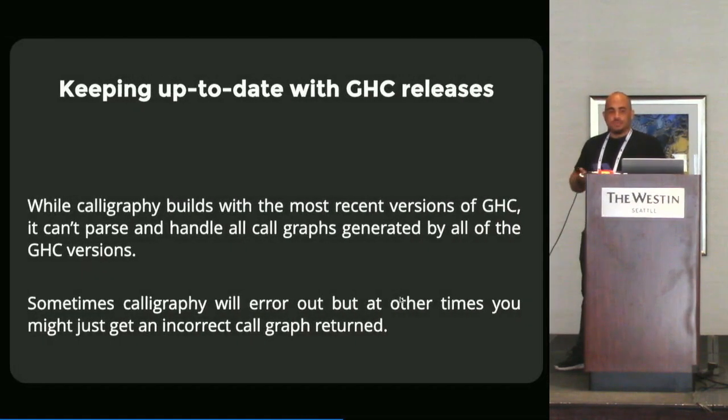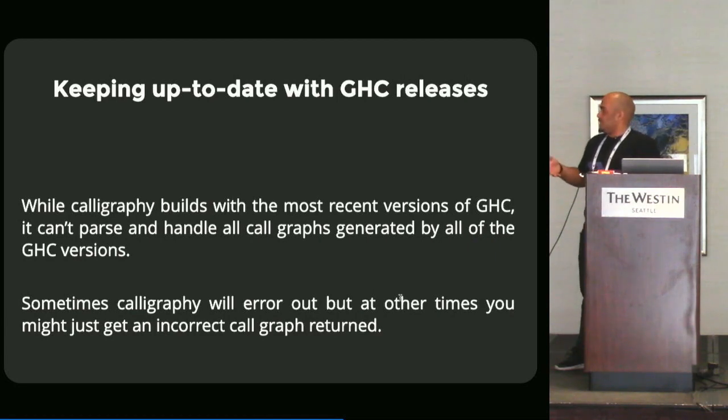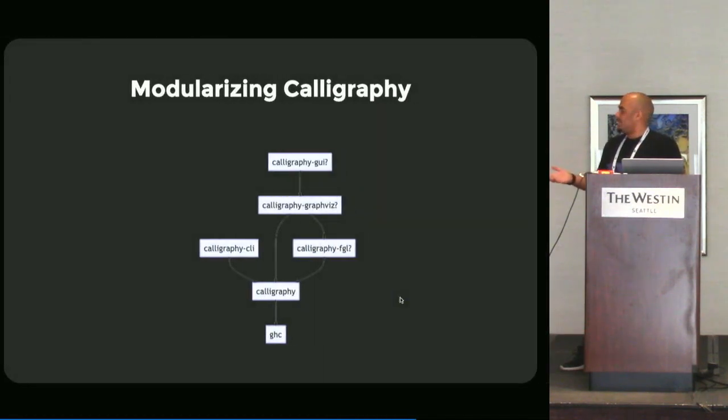Another issue is that it builds with the most recent versions of GHC, but it can't necessarily parse and handle all the call graphs generated from all the GHC versions. Sometimes calligraphy will be nice and error out. Other times, you may just get an incorrect call graph returned. This is an overview of my struggles with trying different approaches to deal with these versioning issues. Realistically, it wasn't feasible, so I'm going to talk about the more productive option of the two, which is modularizing calligraphy.